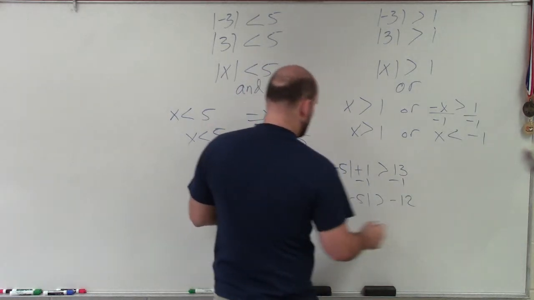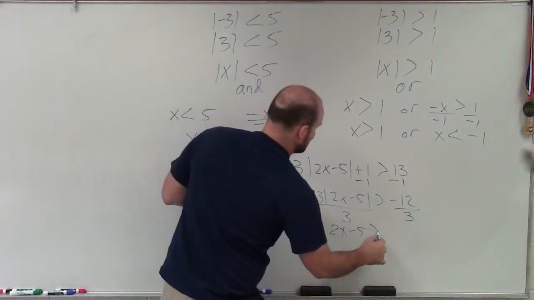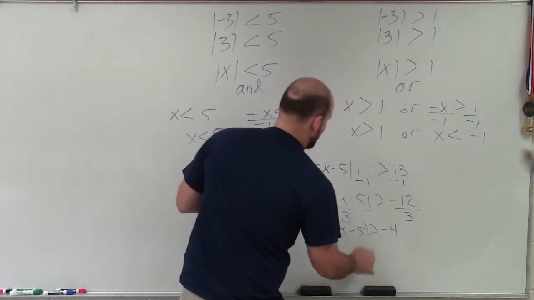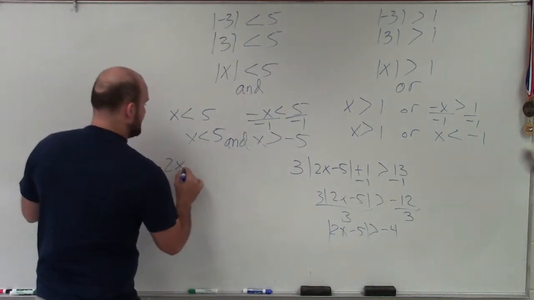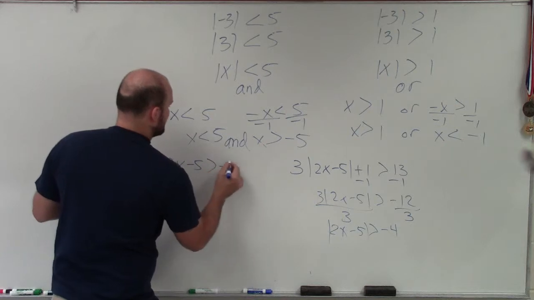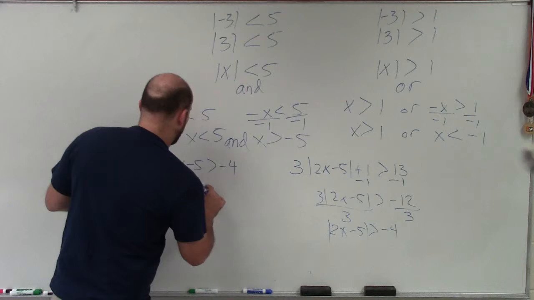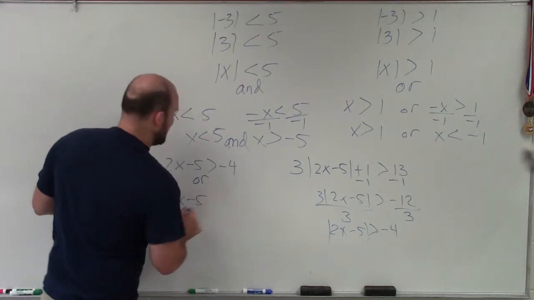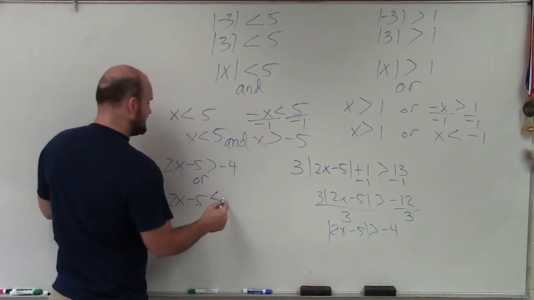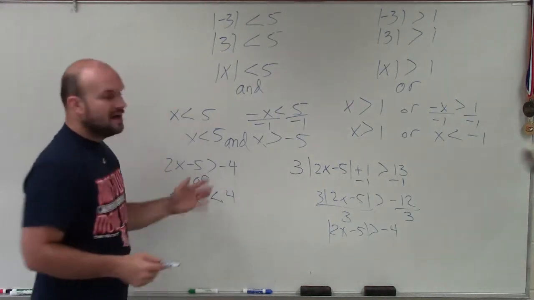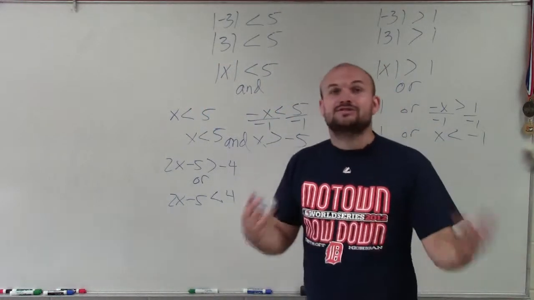This would be 12 divided by 3. So I have the absolute value of 2x minus 5 is greater than 4. Now I can set up my two cases, where my two cases would be 2x minus 5 is greater than 4. And since I started with the greater than, it's going to be an "or". So I'd write or 2x minus 5, and then flip the sign and negate the other side: less than -4. Those would be my two inequalities that I'd solve and then graph.